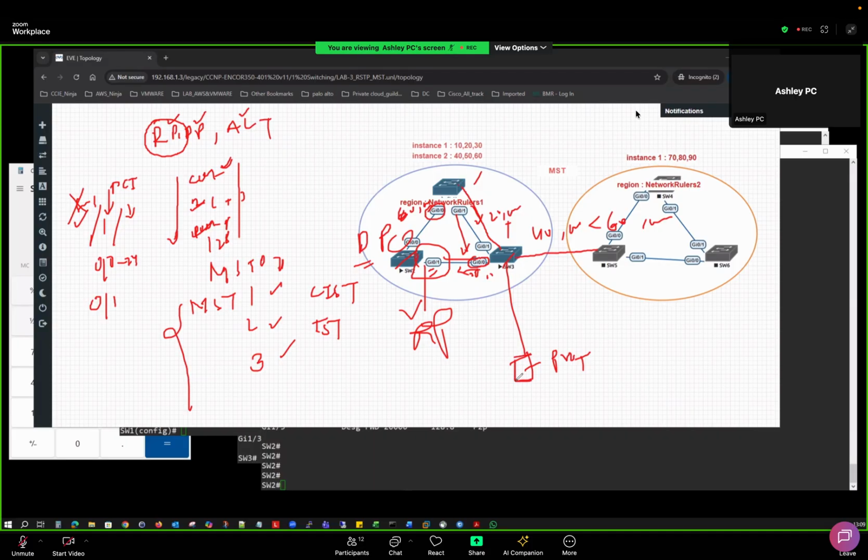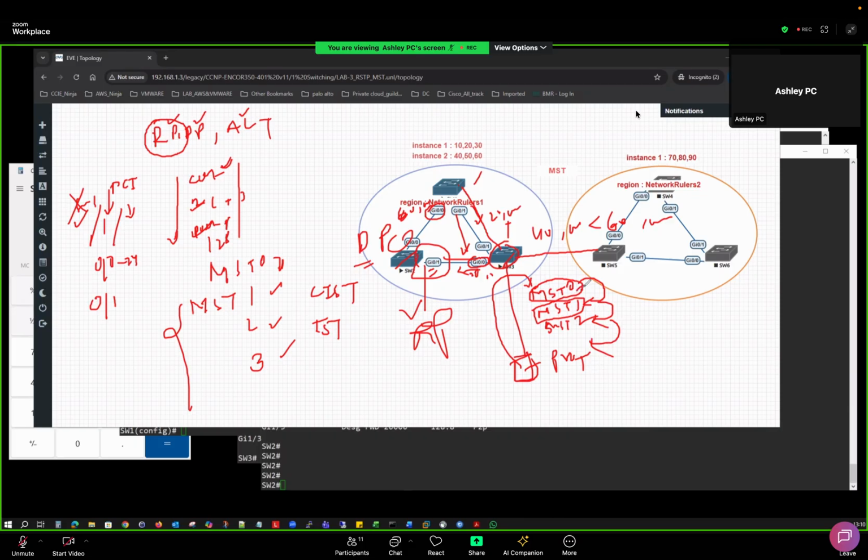Whenever you connect to the external network, this switch is running MST 0, this switch is running MST 1, this switch is running MST 2, whatever instances you want to run. Or if you are running only MST 1, by default MST 0 is also running. So it will take all the updates into MST 0 and pass them to the next instance which you are running over there.